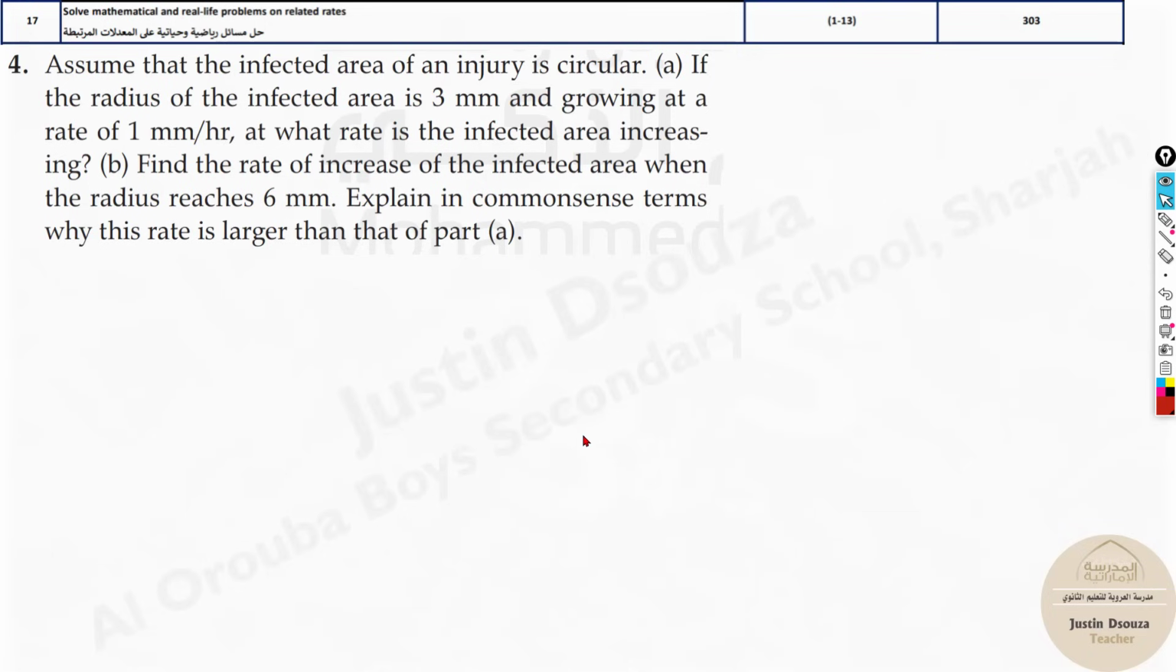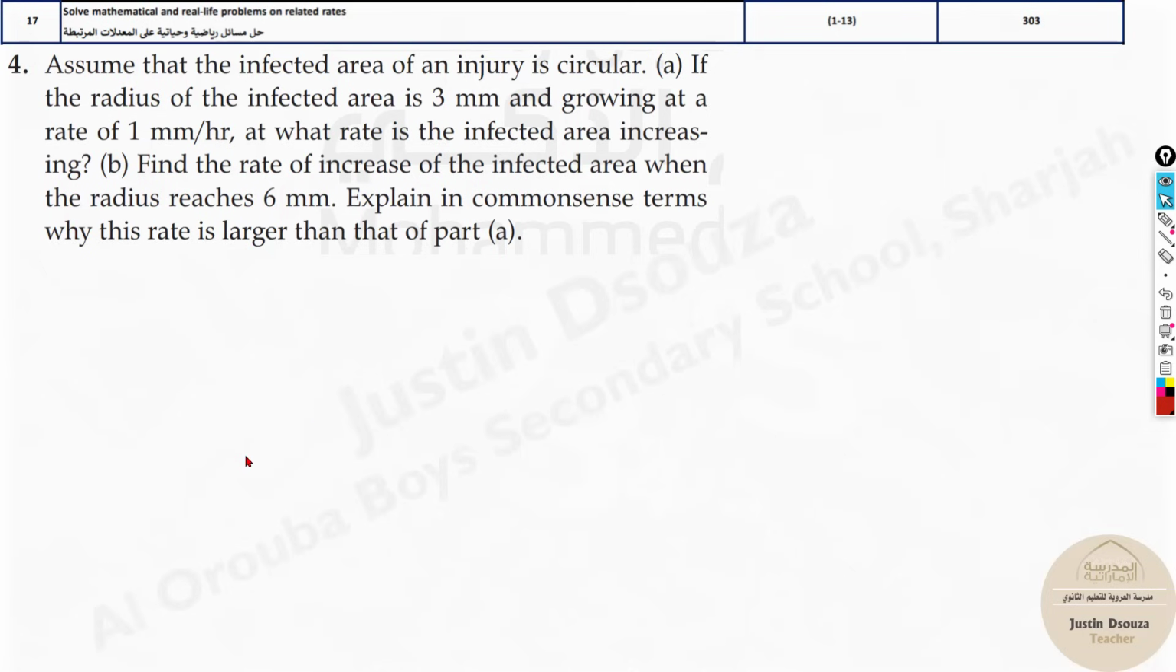Now there is another problem. Okay, this is also interesting. I'll quickly do this one. Assume that the infected area of an injury is circular. If the radius of an infected area is 3 mm and growing at a rate of 1 mm per hour, at what rate is the infected area increasing? That's part A. And find the rate of increase of the infected area when the radius reaches 6 mm. Explain in common sense terms why this rate is larger than part A.